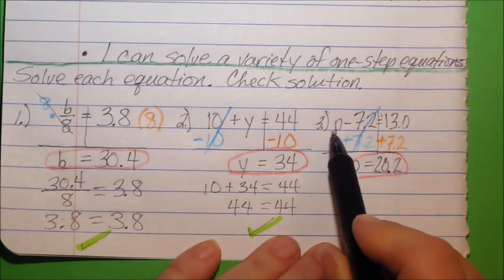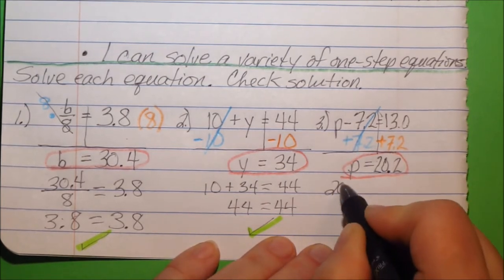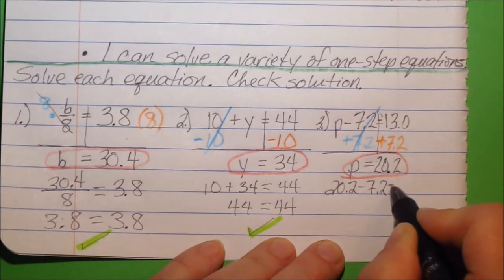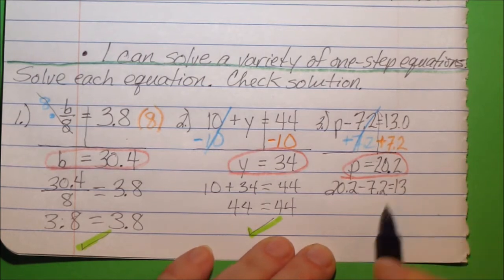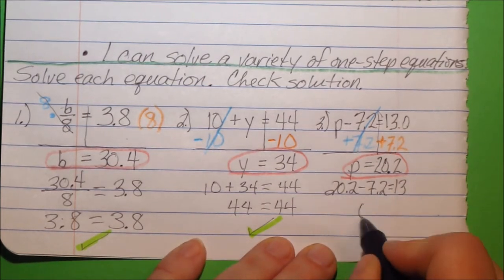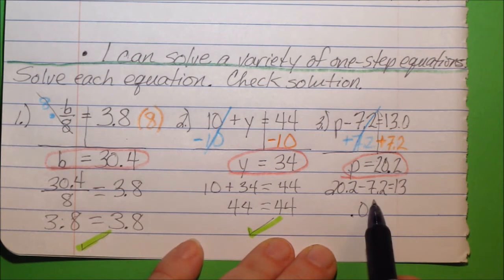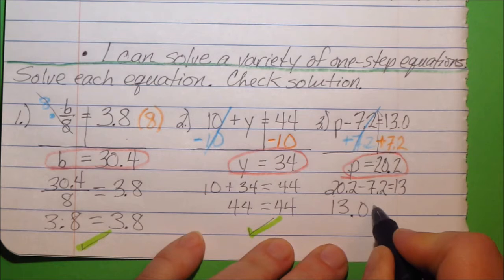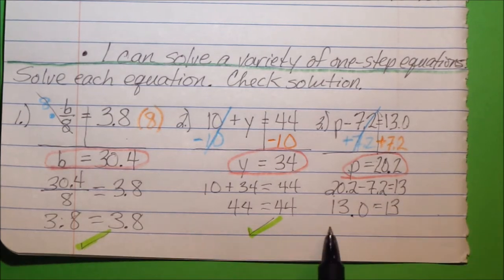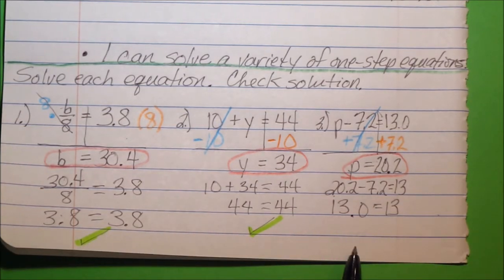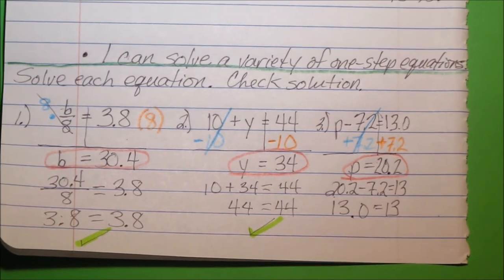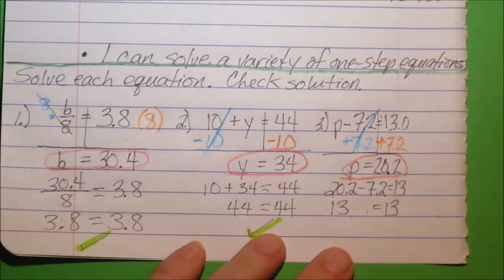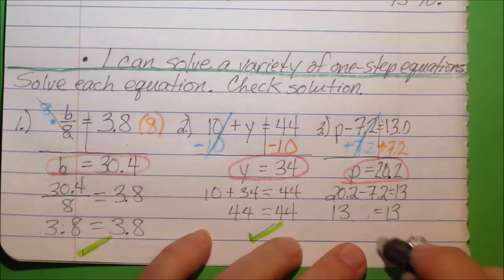So we plug this in where we had P. 20 and 2/10 minus 7 and 2/10 equals 13. All right, so 2 minus 2 is 0. Keep the decimals lined up. 20 minus 7 is 13. Okay, equals 13. Okay, does 13.0, 13 and 0/10 equal 13? Yes, we don't have to show this decimal and 0 there, but it doesn't change the value. So yes, it's true.